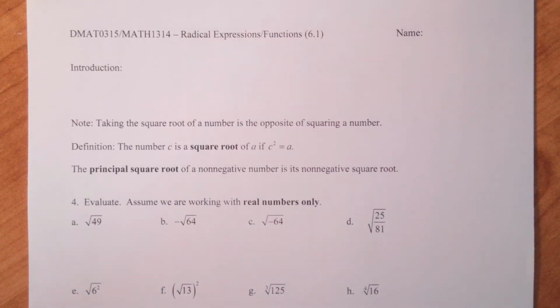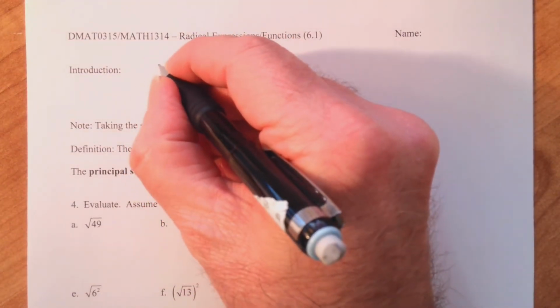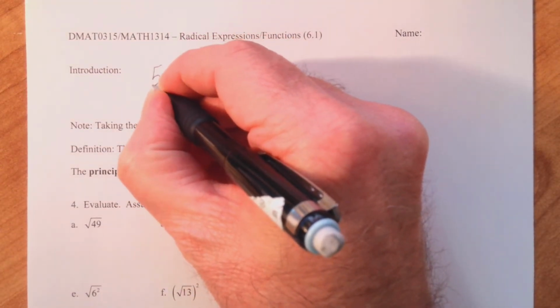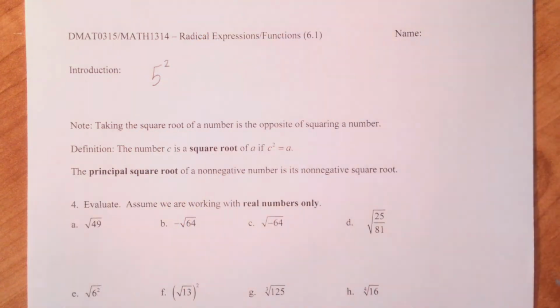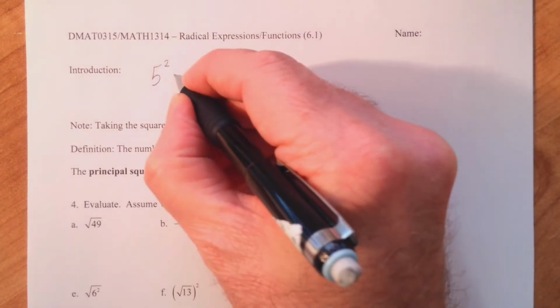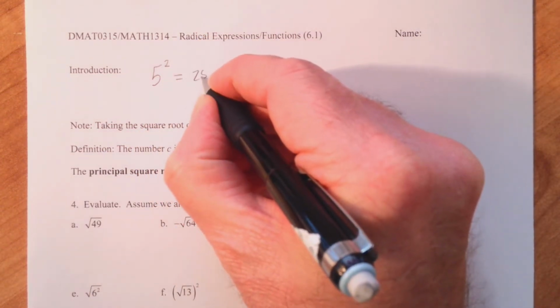Alright, in this video we're going to talk about radical expressions. So let's go ahead and get started. So if I start with 5 and I ask you to square it, that would be 5 squared, and you'd get 25.